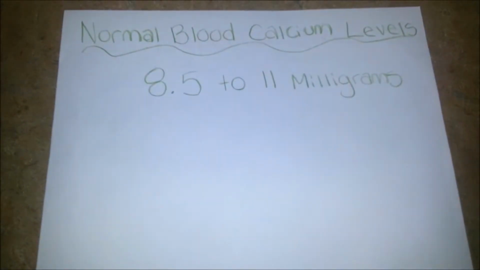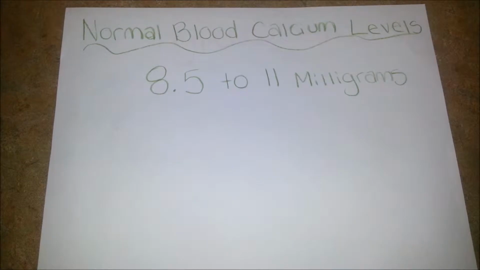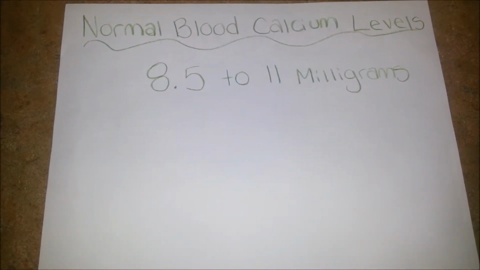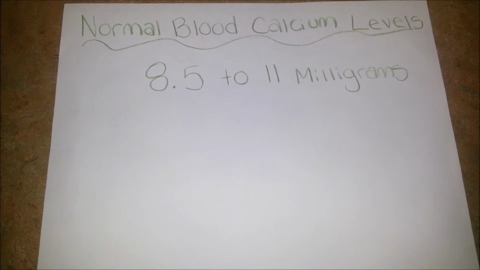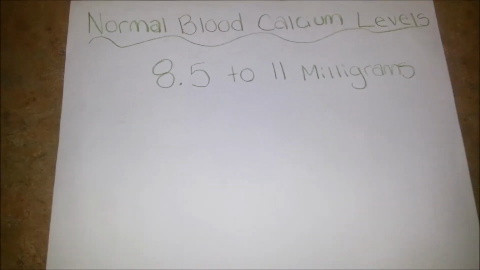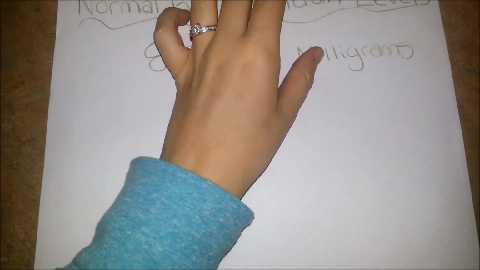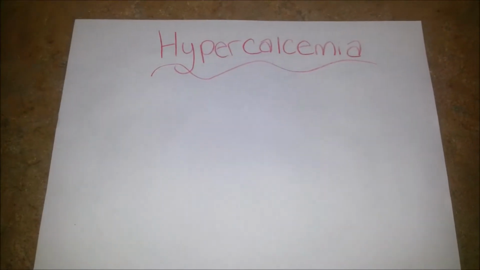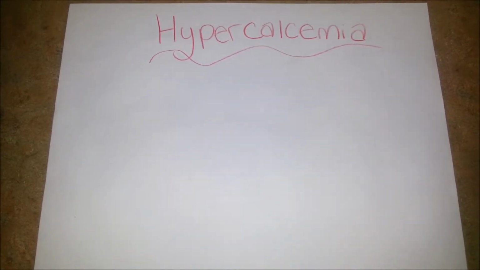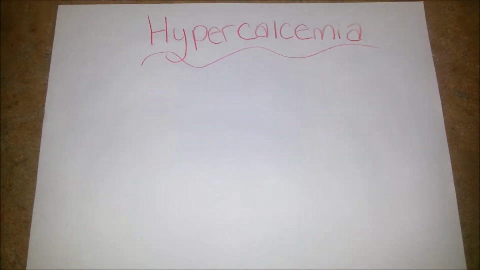The normal blood calcium level in the body is between 8.5 and 11 milligrams. When the blood calcium level in the body goes above this amount, calcium homeostasis becomes unbalanced. This is known as hypercalcemia. If hypercalcemia is left untreated, it can result in cardiac arrest.